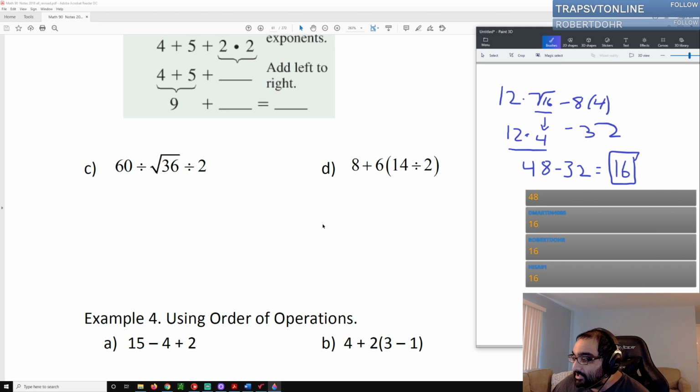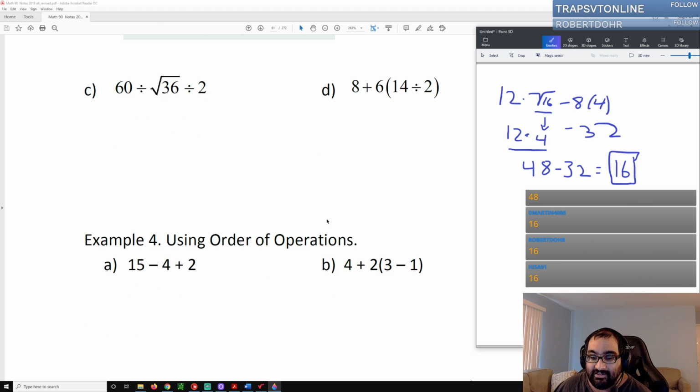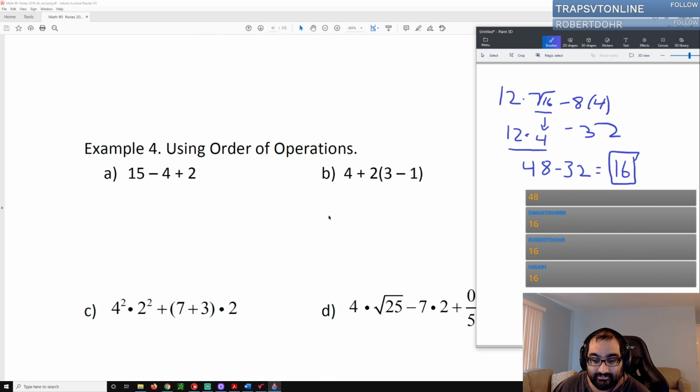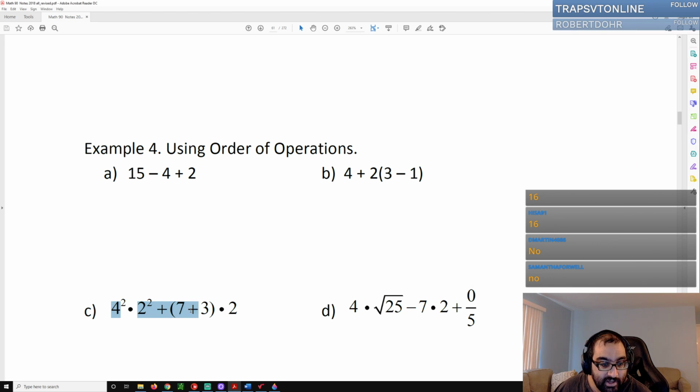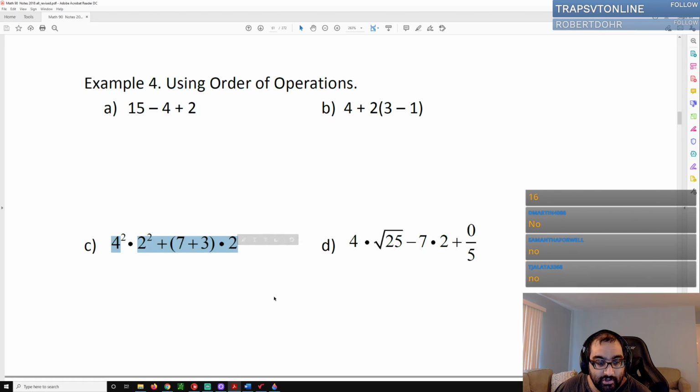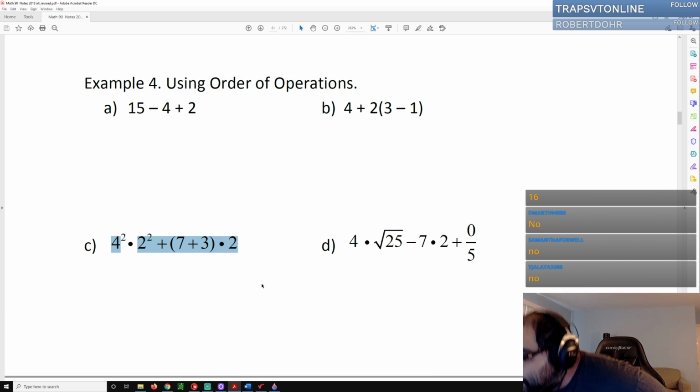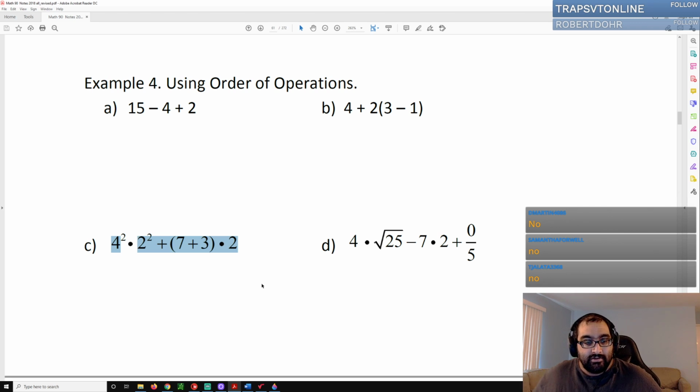All right. Questions about that? All right. Let's have you work on another problem here. So, again, let's take a couple of minutes. We'll do this together after. We'll take a minute or two. Type it out in the chat what you get for your final result. So 4 squared times 2 squared plus 7 plus 3 times 2.